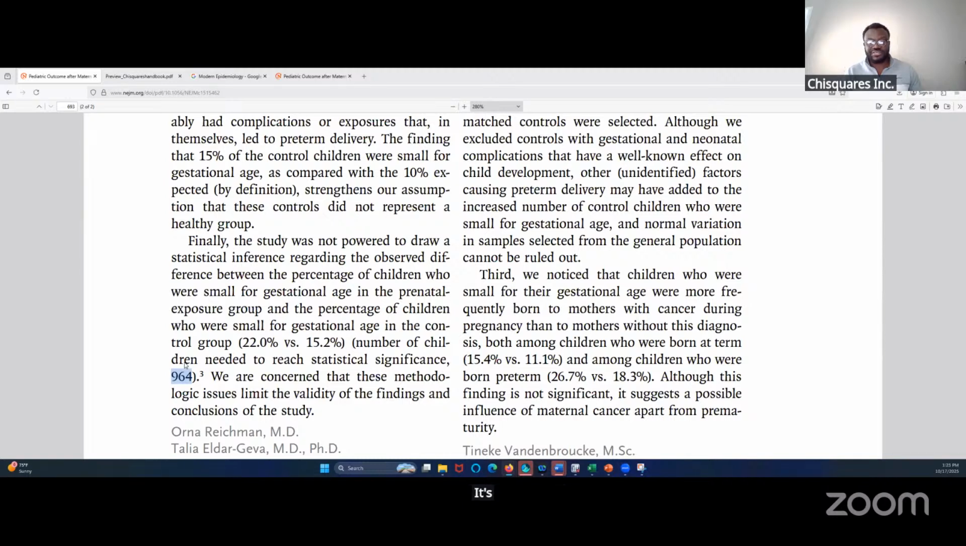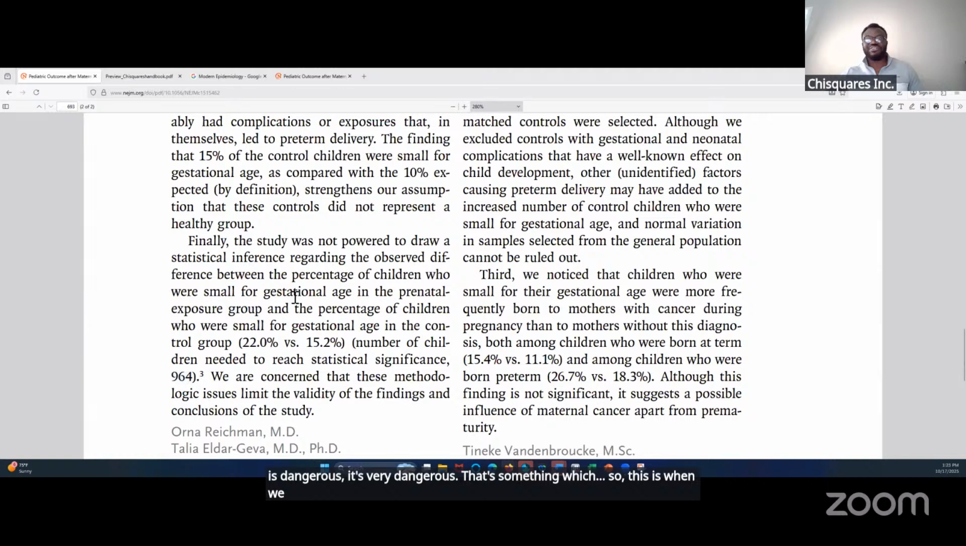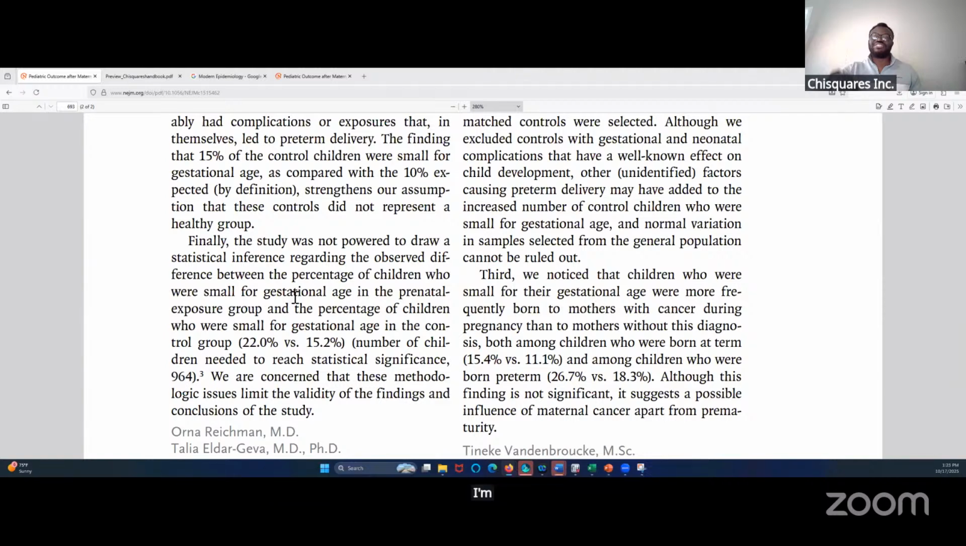It's dangerous. It's very dangerous. This is when we should have written a letter to the editor on this. But it is dangerous because we calculate things in epidemiology and statistics based on population characteristics, not based on sample characteristics, right? We are optimizing population parameters, not observed results from the sample.